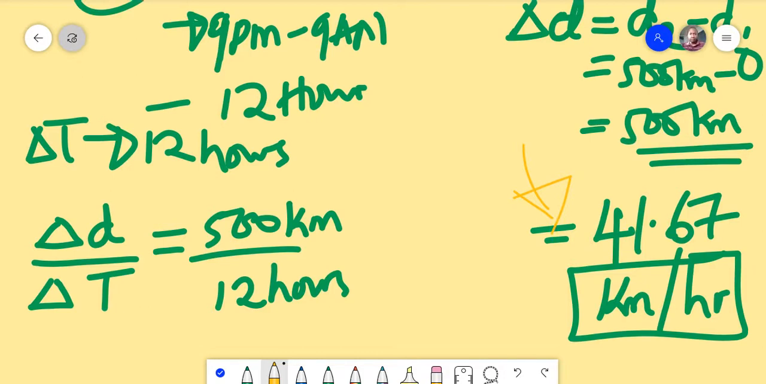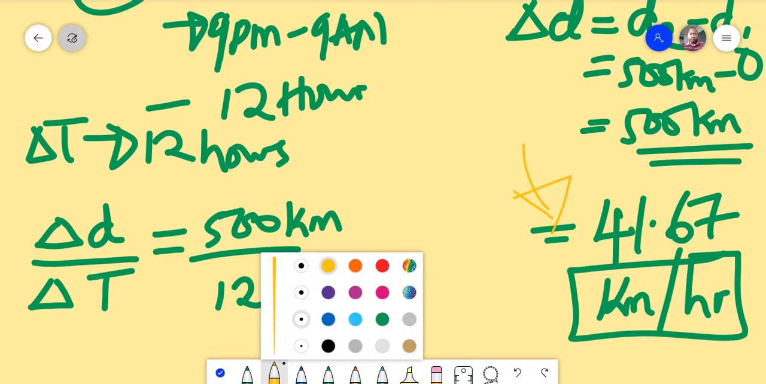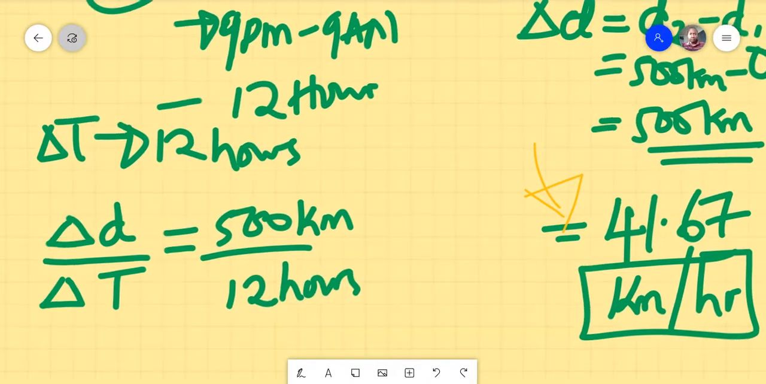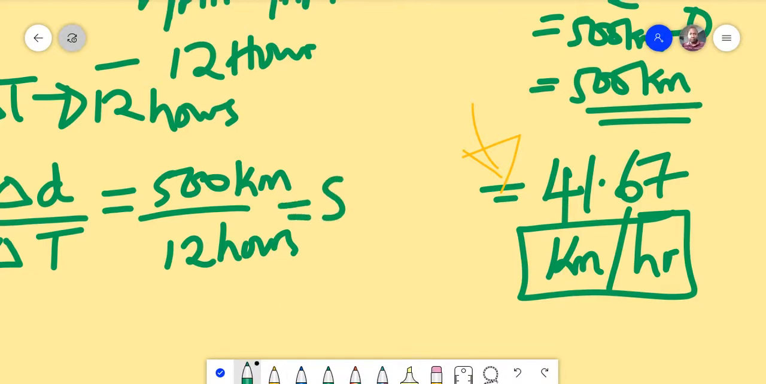So the distance is changing at a rate of 41.67 for every hour. That means after 1 hour, whoever is traveling on that bus, it could be you or me, will have covered 41.67 kilometers. Now this rate of change gets a new name. We usually give it a different name, which in this case we shall call S. It becomes speed. So the rate of change of distance with respect to time is known as speed.